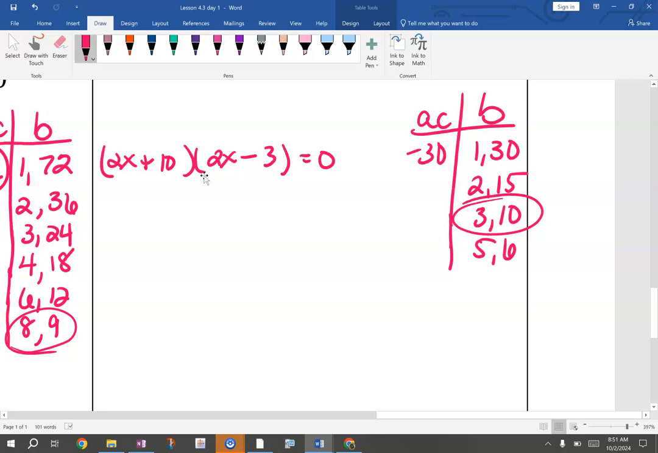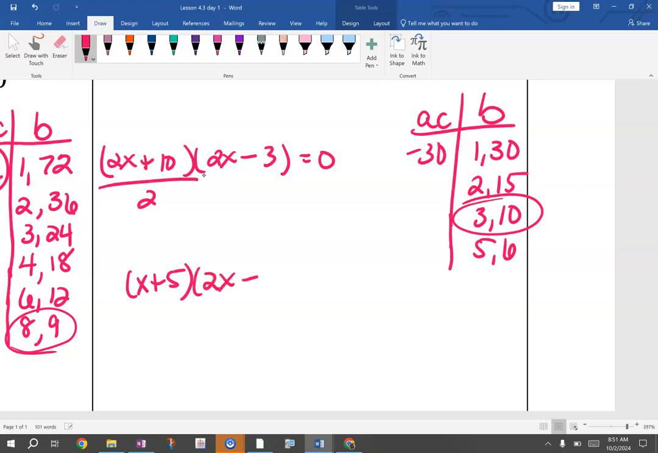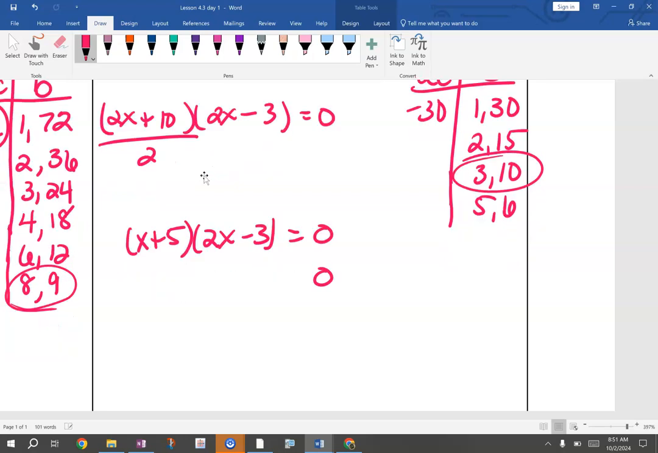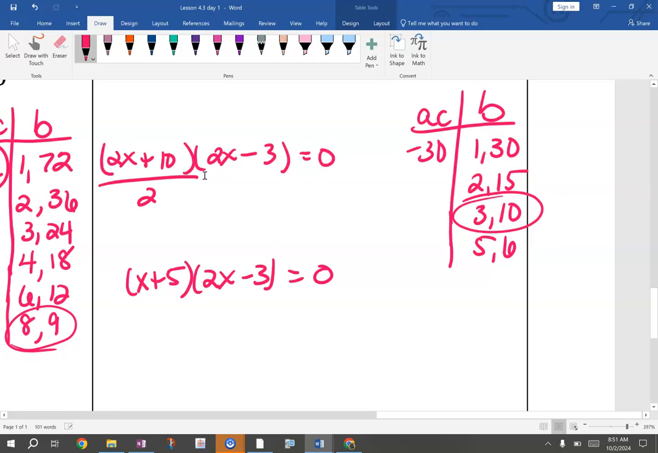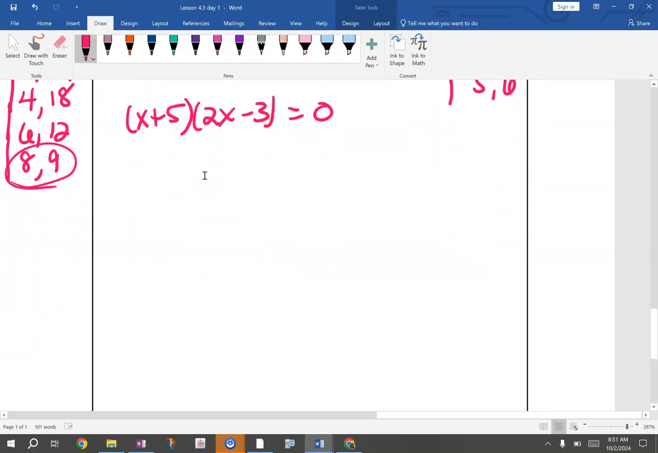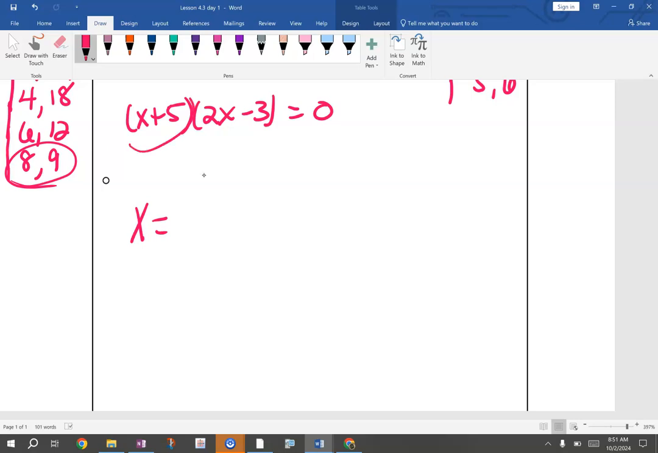Which one of those can be reduced? The first one. Divide that by 2, so that gives you x plus 5. 2x minus 3. Okay. Set them both equal to 0. X equals, what is the first one? Negative 5. Do you guys remember the shortcut for the second one? Change the sign. Last over first. So 3 over 2.